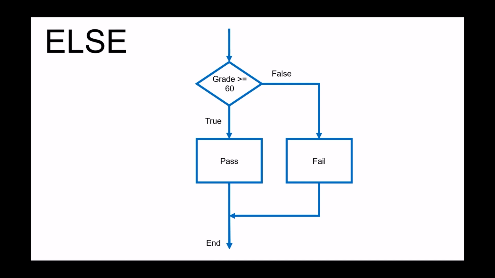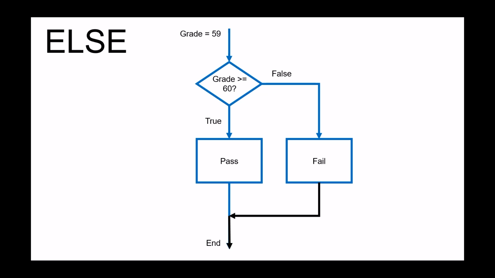So let's take a look at our grade example again. So let's say we have a grade of 59 and we input that into our program. Well, the grade is not greater than or equal to 60. So this means this logical expression is false. And now instead of just ending the program, we can say that yes, the grade was lower than 60. So we have unfortunately failed the course and the program ends.